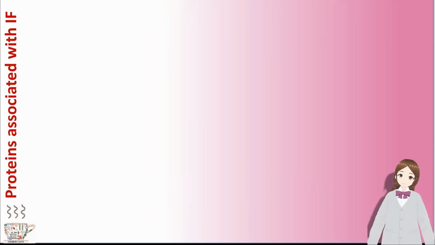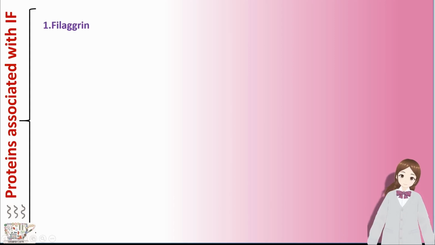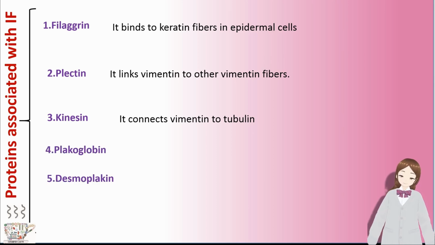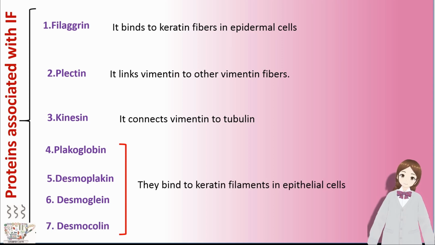Proteins associated with intermediate filaments. Filaggrin binds to keratin fibers in epidermal cells. Plectin links vimentin to other vimentin fibers. Kinesin connects vimentin to tubulin. Plakoglobin, desmoplakin, desmoglein, and desmocollin bind to keratin filaments in epithelial cells.